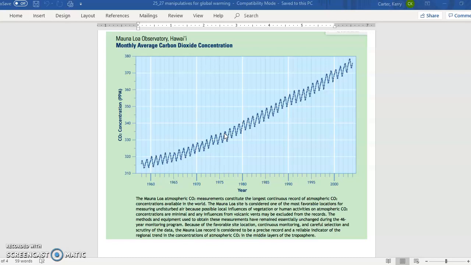Then number 4, how does this data collected at Mauna Loa tie in to scientists' recent predictions about climate change and global warming? So scientists are suggesting that the rising temperatures are a result of rising carbon dioxide in the atmosphere. So this data suggests that carbon dioxide is indeed rising quickly in the atmosphere.